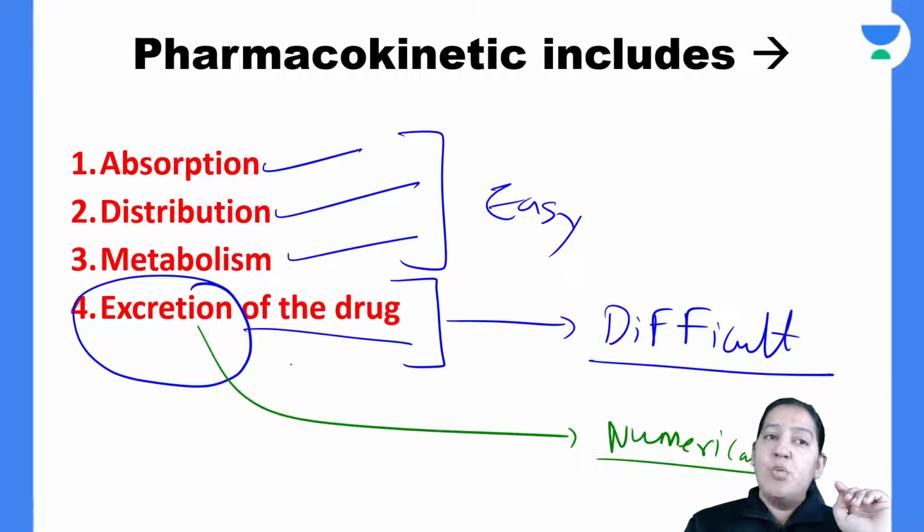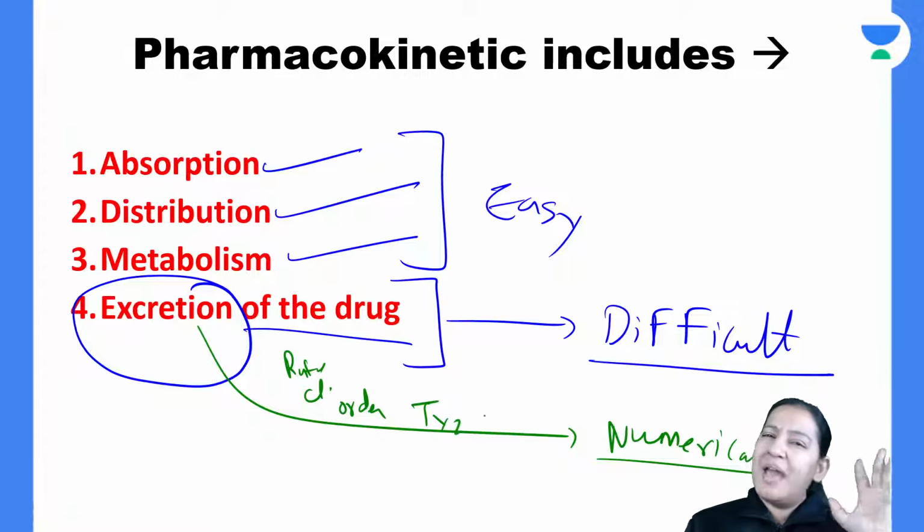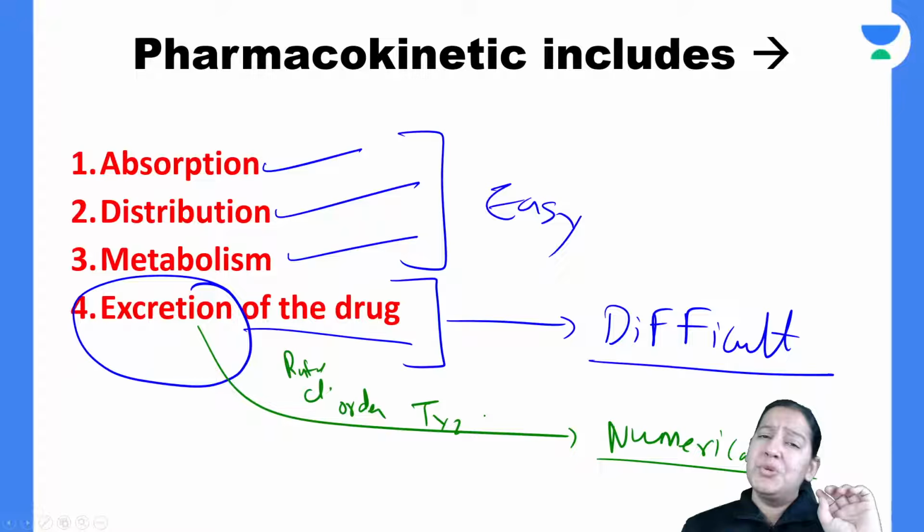Now here I will tell you what is excretion, what is the rate of elimination, what is clearance, what is order of reaction, what is T half. So many numericals on that, many numericals. So you have to understand the concept. It is a big chapter, big chapter.